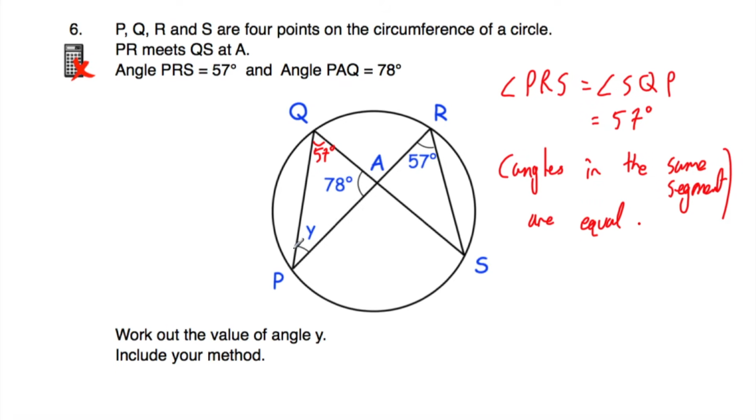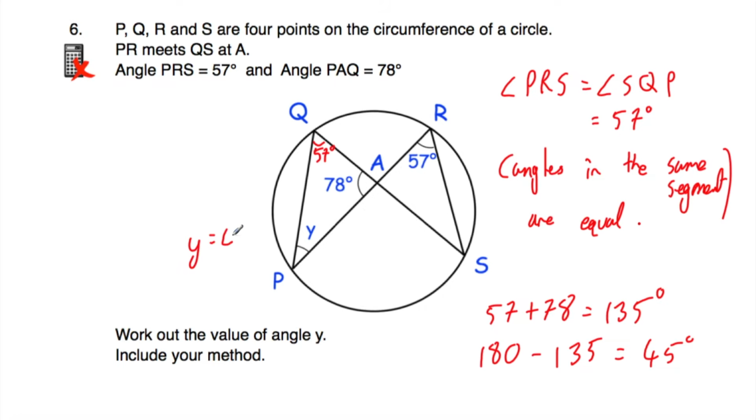Now if you have a look here, we've got a triangle and the angles in a triangle. So we've got triangle AQP, and in that triangle the angles will add together to be 180 degrees. So if we do 57 plus 78, that's equal to 50 plus 70 is 120, plus 7, 127, and then plus 8, 135. So they add together to be 135 degrees. If we then do 180 take away 135, that's equal to 45 degrees. So that means the angle Y is 45 degrees.